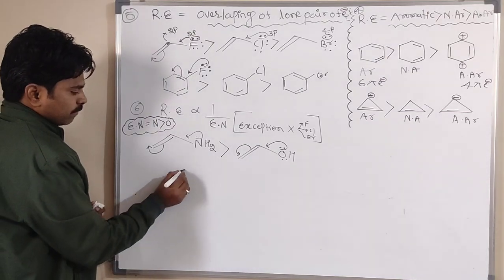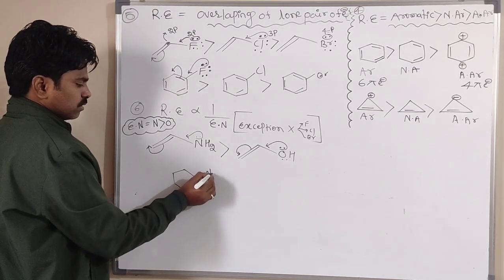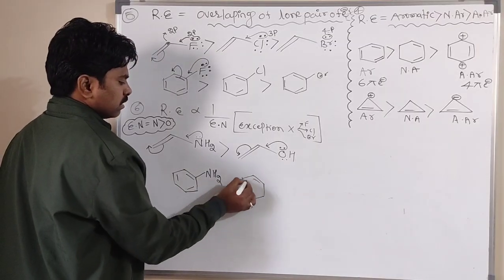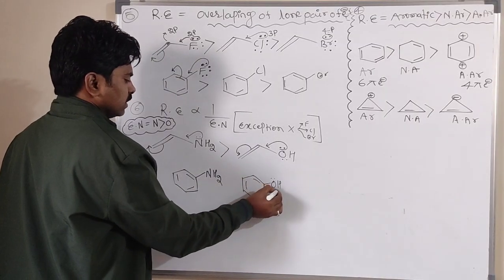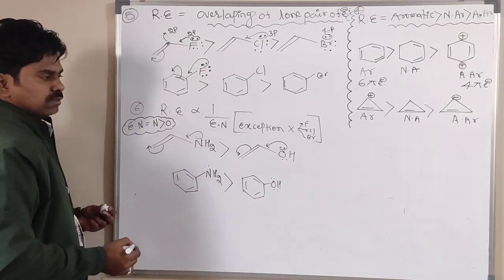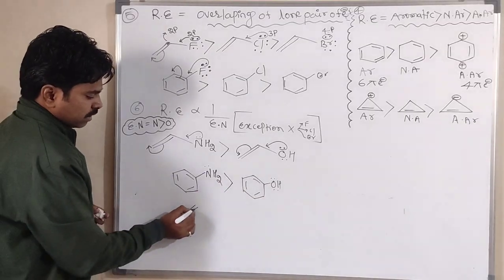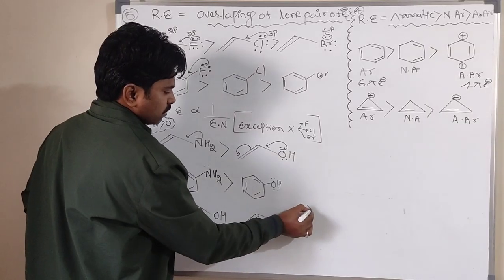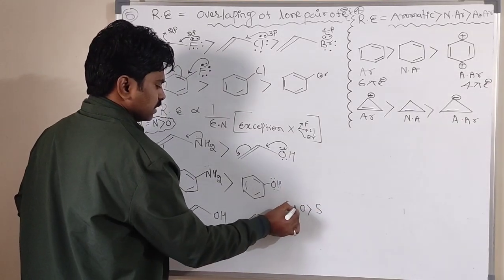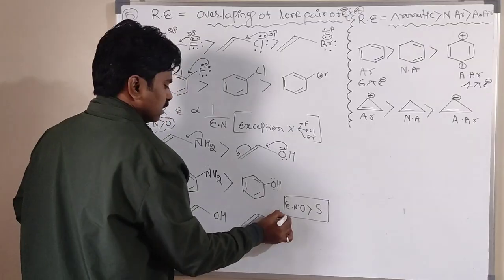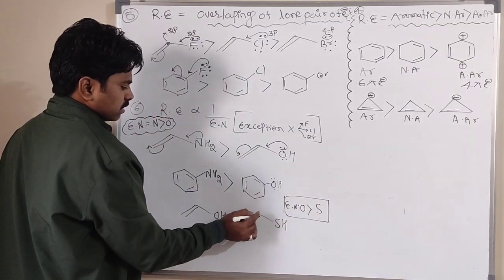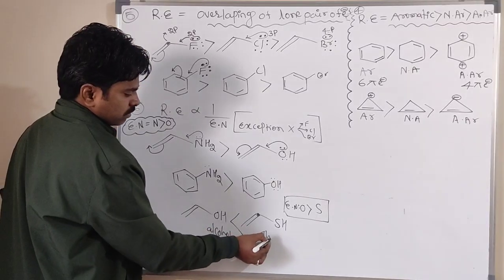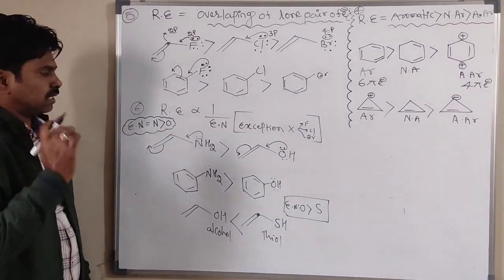For example, if there is NH2 present on the benzene ring, and maybe there is OH, and maybe there is SH. Which has the highest resonance energy? We know oxygen has greater electronegativity than sulfur. So finally, the resonance energy is highest for the amine, then the alcohol, then the thiol. Understood? Right. Next one.